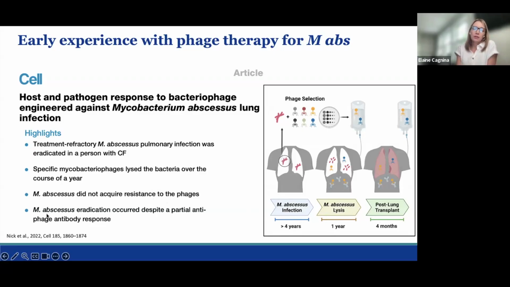So, and what they saw was that M. abscessus did not require resistance to the phages, and eradication occurred despite a partial anti-phage antibody response. So you can develop sort of your own personal immune response to the phages, but even though this individual did develop an immune response to the phages, they were still successful at clearing the organism.